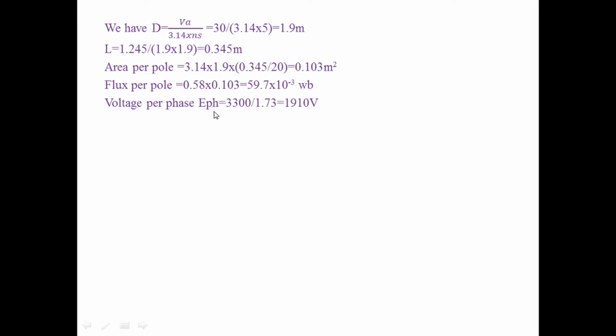Next, voltage per phase, E phase, is equal to 3300 divided by root 3. This is a line voltage, so you need to convert it into phase voltage. So that is 1910 volts, the voltage per phase.